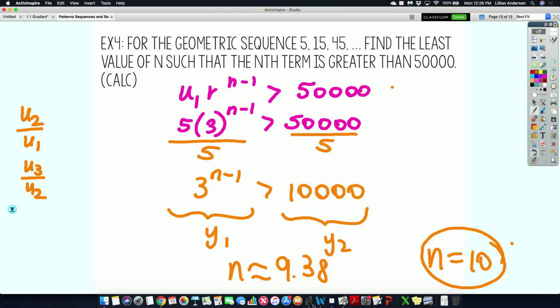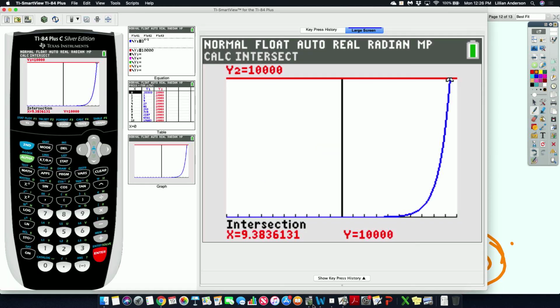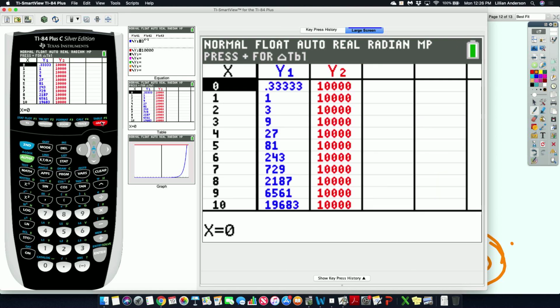Let me show you something else, too, while we're on the problem. Everybody press second graph. The second graph option takes you to a table. The table basically gives you all the x values and the corresponding y values that go with the two functions. Now, we could have used the table to see exactly where the function is going to be greater than 10,000 right here to get our answer of 10.